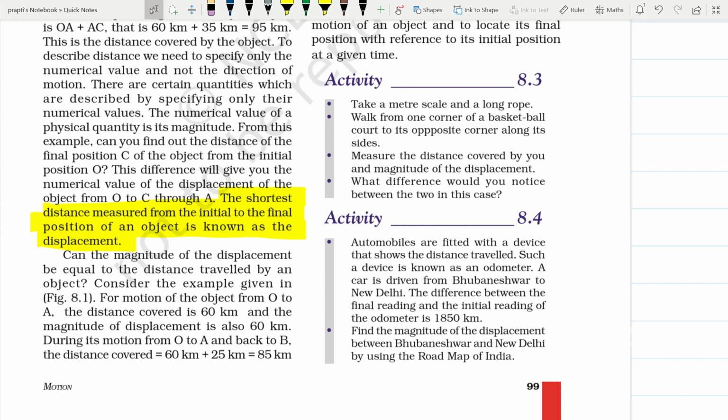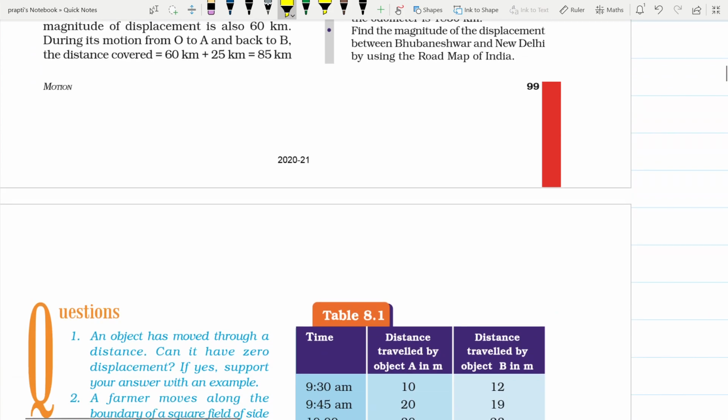Automobiles are fitted with a device that shows the distance travelled. Such a device is called an odometer. A car is driven from Bhubaneswar to New Delhi. The difference between the final reading and the initial reading of the odometer is 1850 kilometers. Find the magnitude of displacement between Bhubaneswar and New Delhi by using the road map of India.